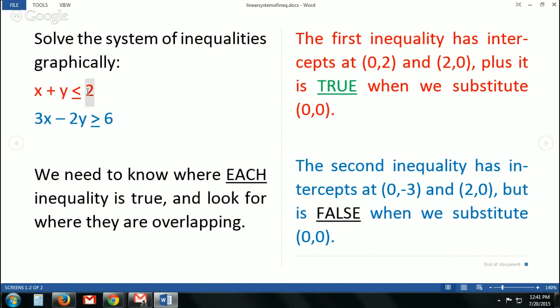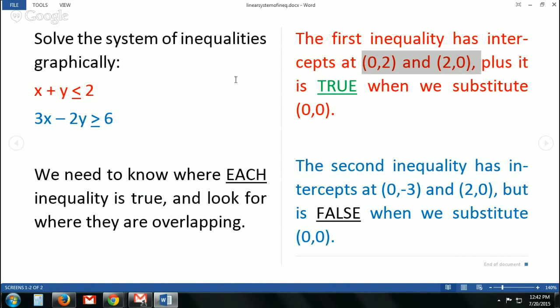Look at this first inequality. If we pretended that it said equals, then we could find our two intercepts by putting 0 in for x. That would give me y equals 2. 0 in for y gives me x equals 2. So I have as intercepts for that one (0, 2) and (2, 0).